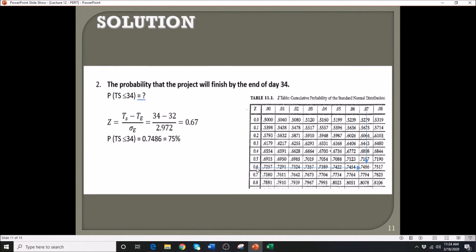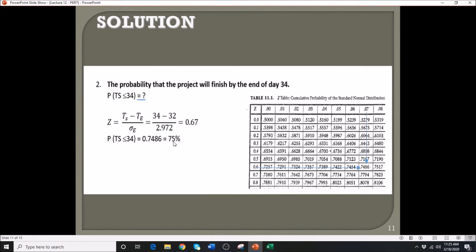So draw a line from that 0.6, go across, and draw a line going from the top, from your 0.07, going down until you intersect those two. In this case, the intersection of your 0.6 and your 0.07 is 0.7486. So that is the probability, which is 0.7486, which is equivalent to 75%.